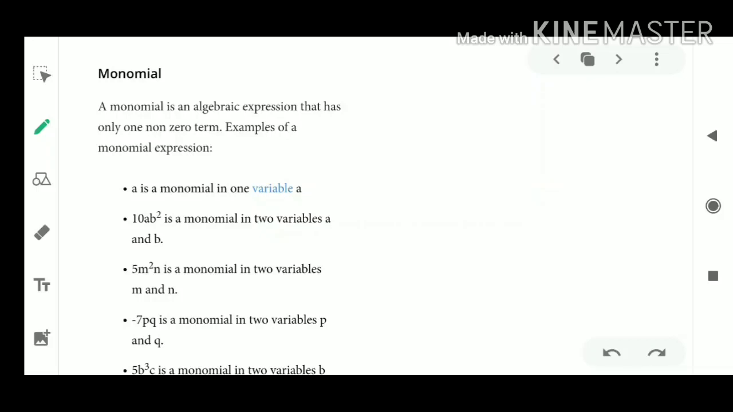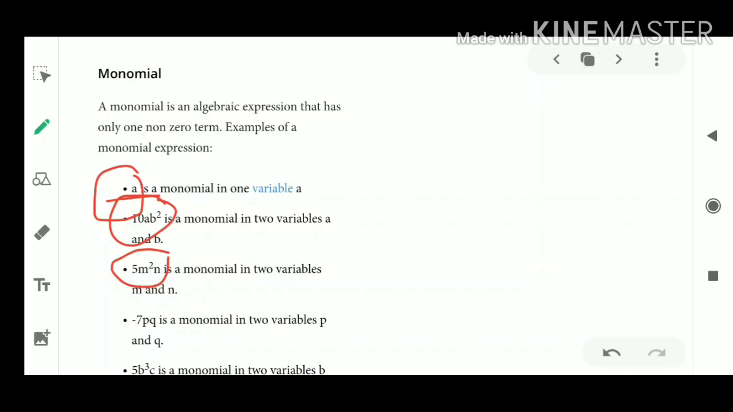See that first one, a, only a. This is only one term, so it is a monomial. 10ab square. This is also only one term, so it is a monomial. Next, 5m square n. Here also only one term. In between them multiplication is there. That's why we are considering this 5m square n as a single term.